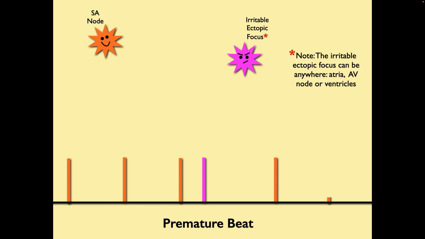Even though the SA node is doing its job, this irritable focus says, oh no, I can't wait anymore, I've got to fire off, and just for a moment it grabs control of the heart and there's a premature beat. But the SA node then goes back to doing its job. Remember when we talked about how sometimes a strip is irregular? The underlying rhythm is regular, made irregular, in this case by a premature beat.